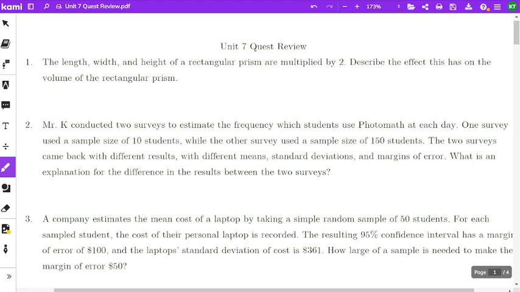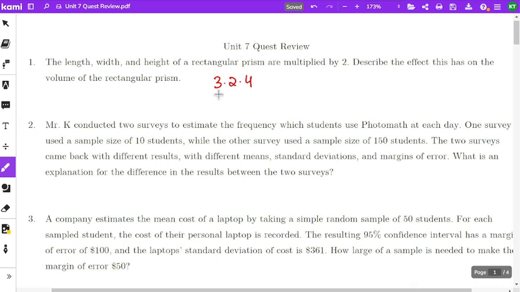Alright, so the first one: the length, width, and height of a rectangular prism are multiplied by 2. Describe the effect that this has on the volume of the rectangular prism. So let's just say we have numbers, let's say 3 times 2 times 4. If I'm multiplying each one of these by 2, that means it's 2 times 2 times 2, which is 2 to the power of 3, which is 8.